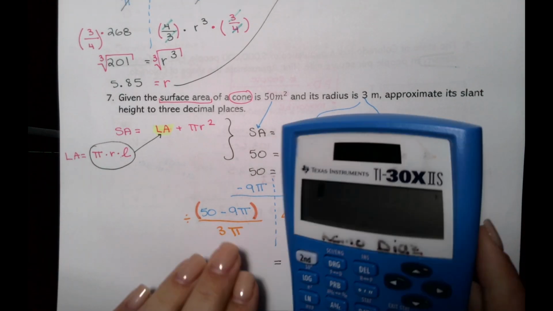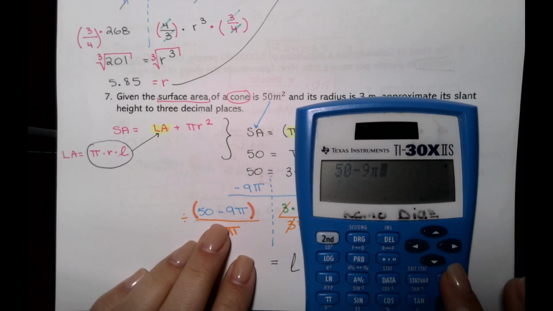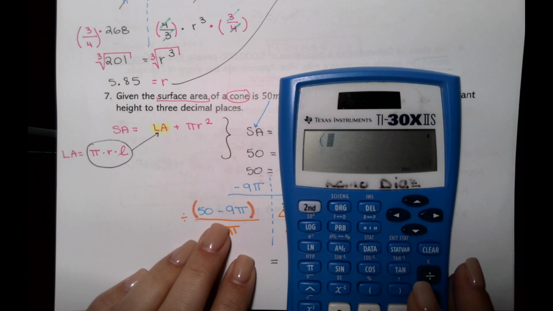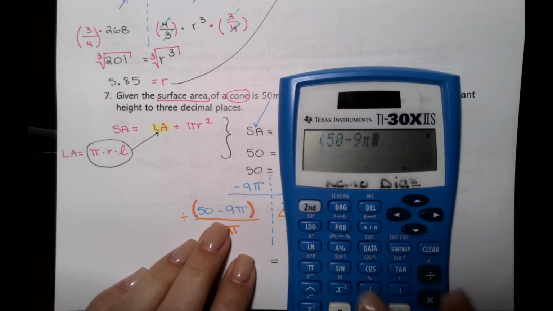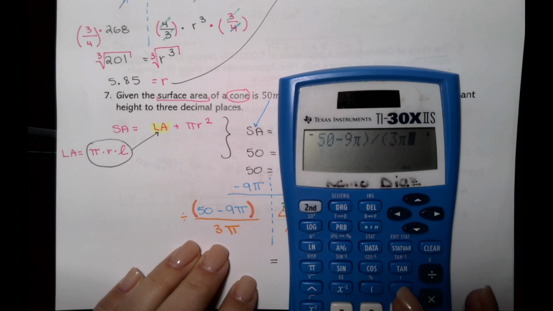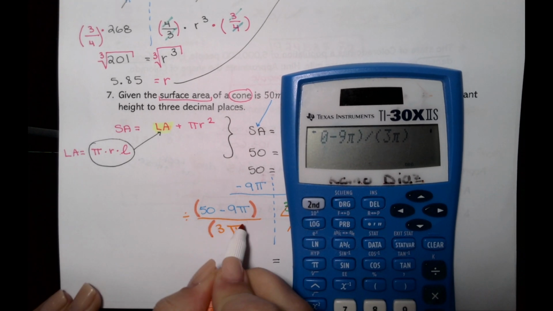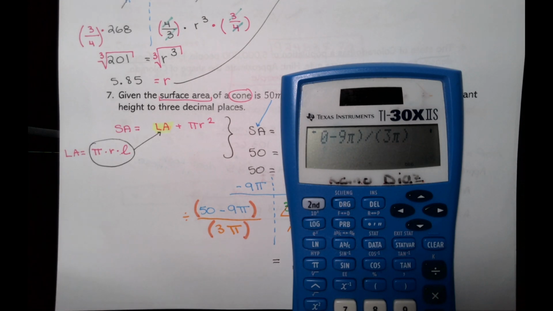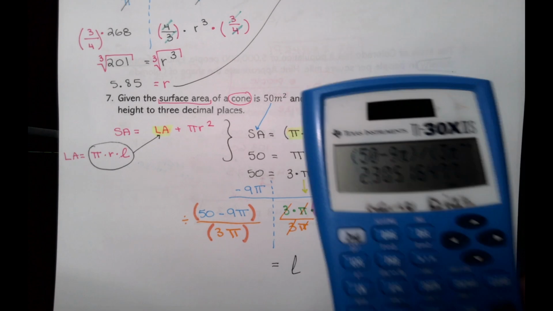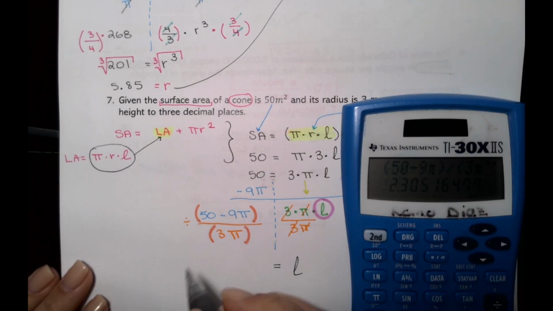So how to type this in? 50 minus 9 pi. Ooh, parentheses. I forgot parentheses. Let's try this again. Open parentheses, 50 minus 9 pi, close it, divided by, open 3 pi, close it. So like I said, parentheses are going to be really important. If you don't place parentheses, it will give you a wrong answer. Enter. Now this one is asking you to round to 3 decimal places, so I'm going to take my answer.